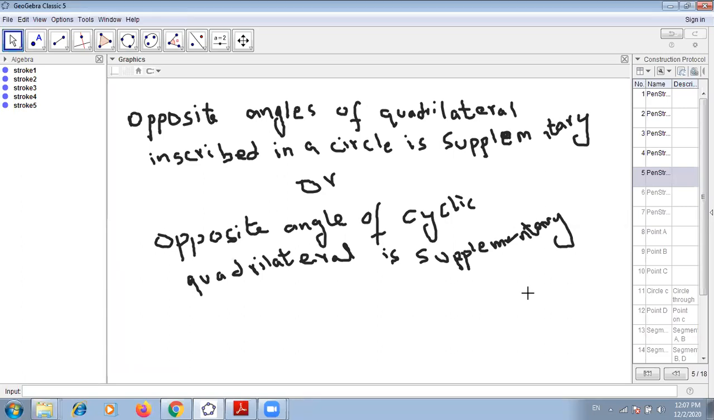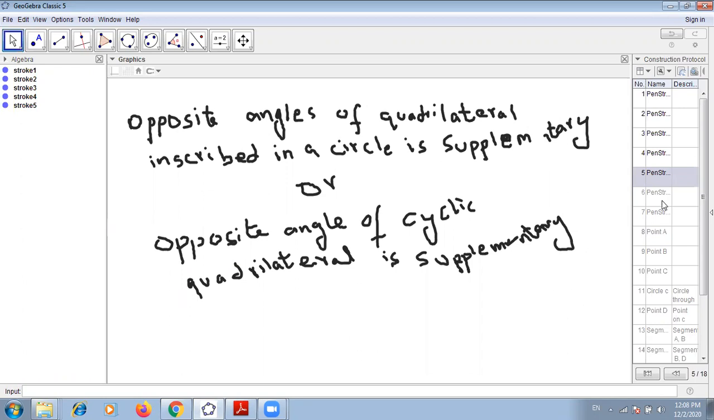Or you can say that opposite angles of a cyclic quadrilateral are supplementary. So basically, these are the statements related to a quadrilateral on a circle. Now we can see how this theorem applies, or how we can prove this theorem.